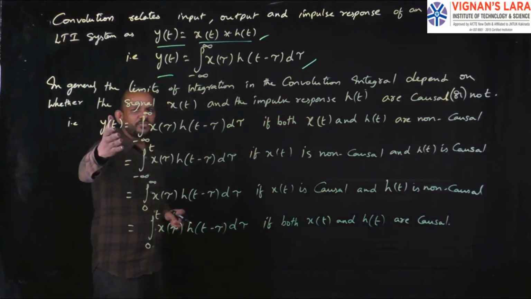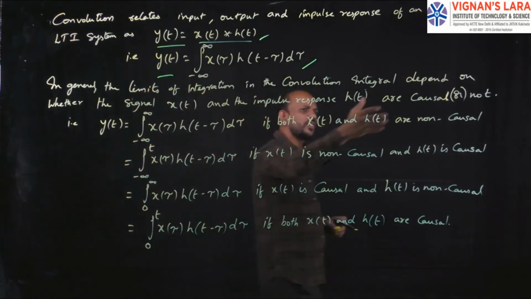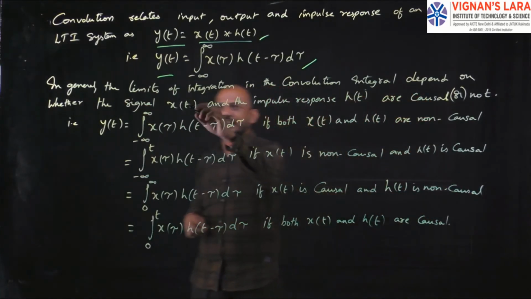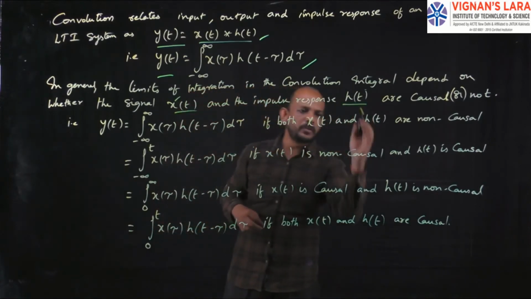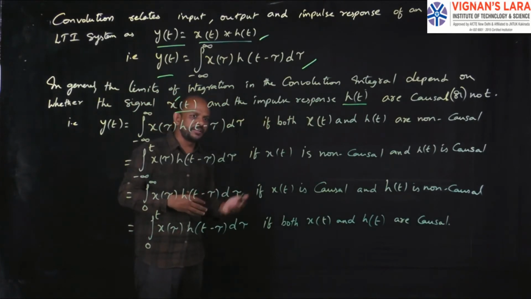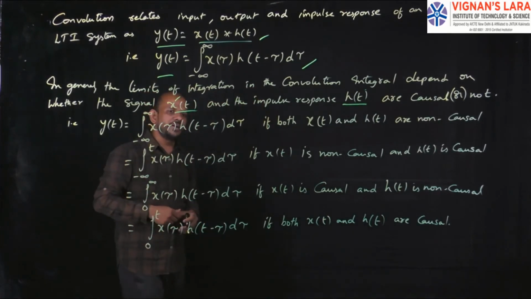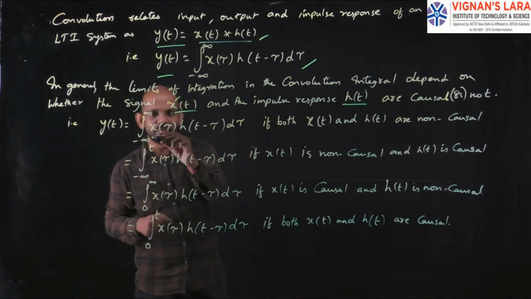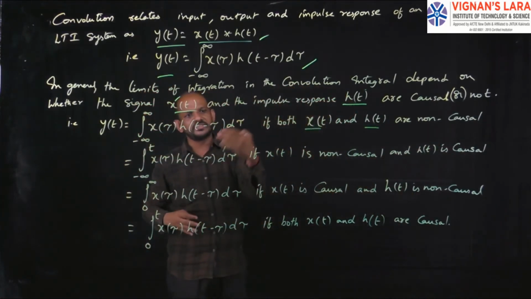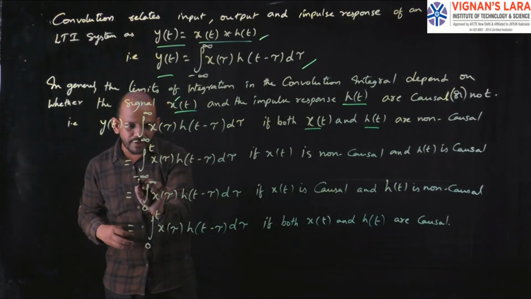See, y of t equal to the same integral minus infinity x of tau h of t minus tau d tau, if both x of t and h of t are non-causal. We all know causal, non-causal and everything; I explained these concepts clearly in the previous chapters. Now y of t equals integral minus infinity x of tau h of t minus tau d tau is the equation. If both x of t and h of t are non-causal, the limits are minus infinity to plus infinity. See, the formula is the same, x of tau h of t minus tau d tau, but the limit changes from minus infinity to t.